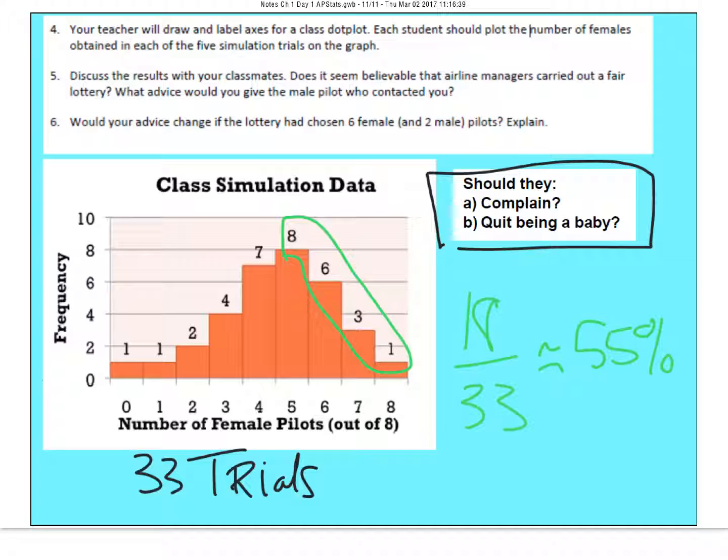So I think we all could conclude that the guys need to just quit being a baby and accept the fact that of the 8 positions, 5 of them are held by women. And that's the end of this lesson.